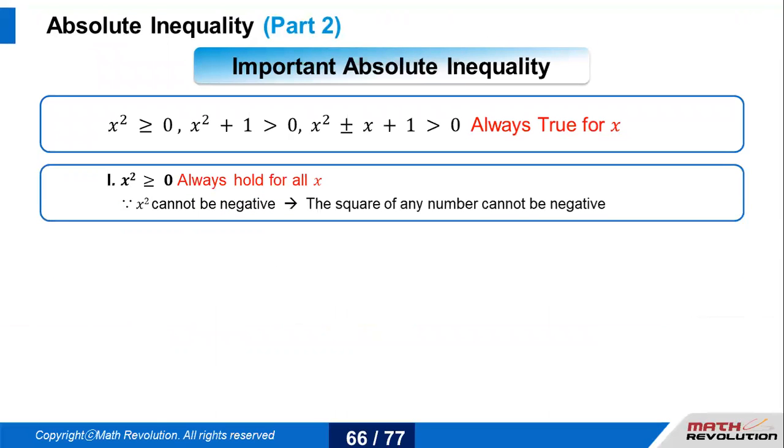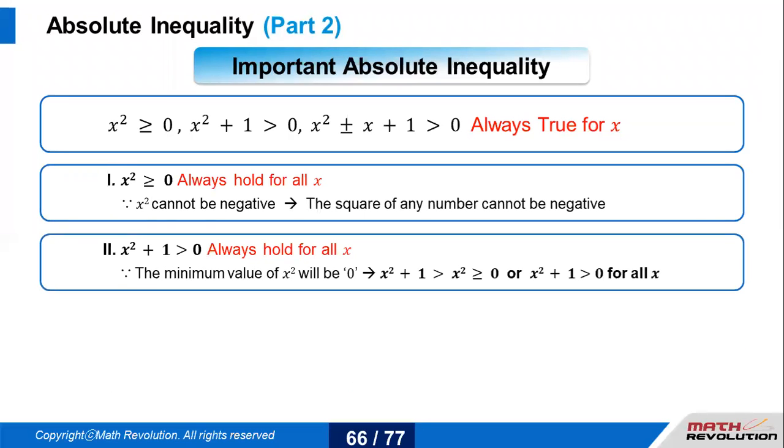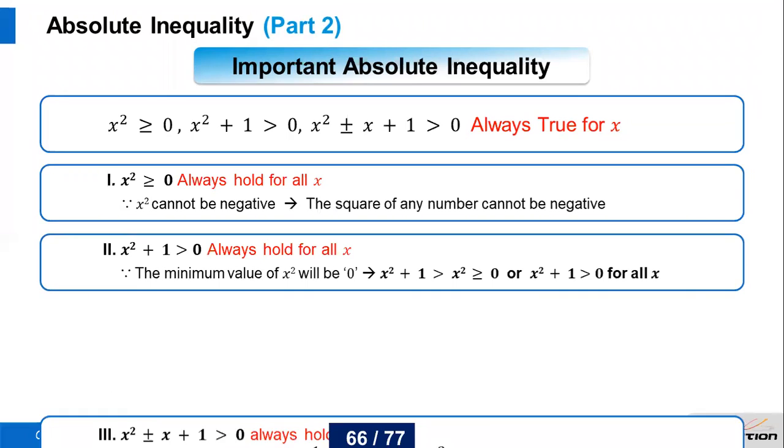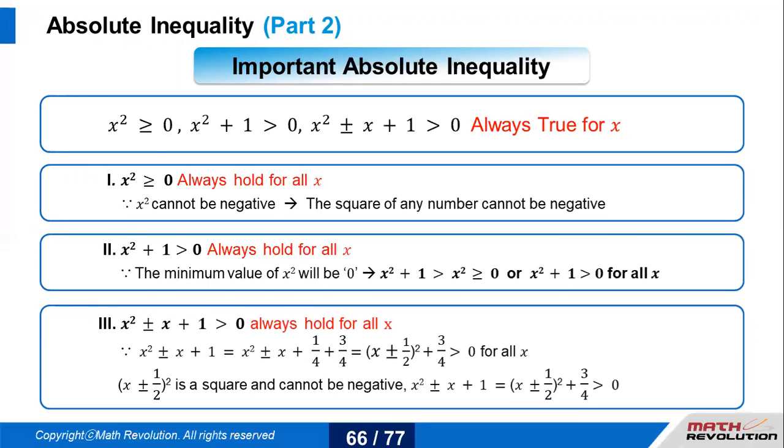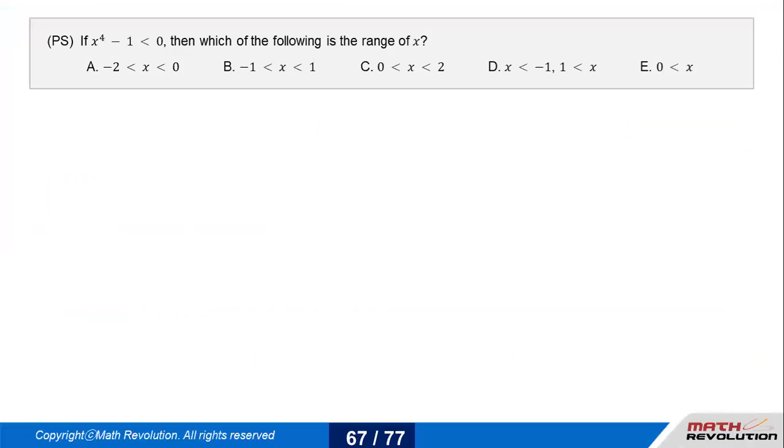So x square is greater than or equal to 0 for all the values of x, because x square cannot be negative. If x square is greater than or equal to 0, then x square plus 1 will always be greater than 0, because the minimum value that x square can take is 0, and 0 plus 1 is always greater than 0. Doesn't matter whether x is positive or negative, but if it's x square plus minus x plus 1, it will always hold for greater than 0.